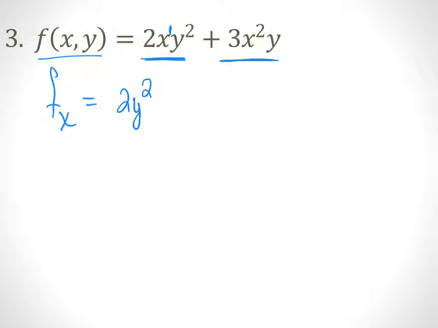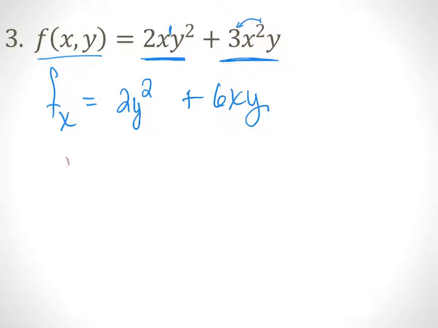For the second term, we have a power on our x. So we're going to bring that 2 down, multiply it by the 3 to get 6x. And the y is just a number. It's coming along for the ride.